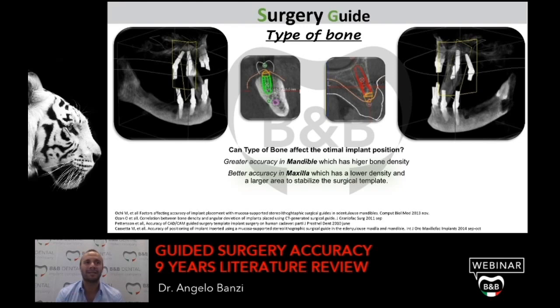What did Patterson and Cassetta say about the type of bone? Well, they said that there is a better accuracy in the maxilla because of the low density of the bone and the large area to stabilize the surgical template. You can understand that every author has an idea different from the other. What can I say to you?